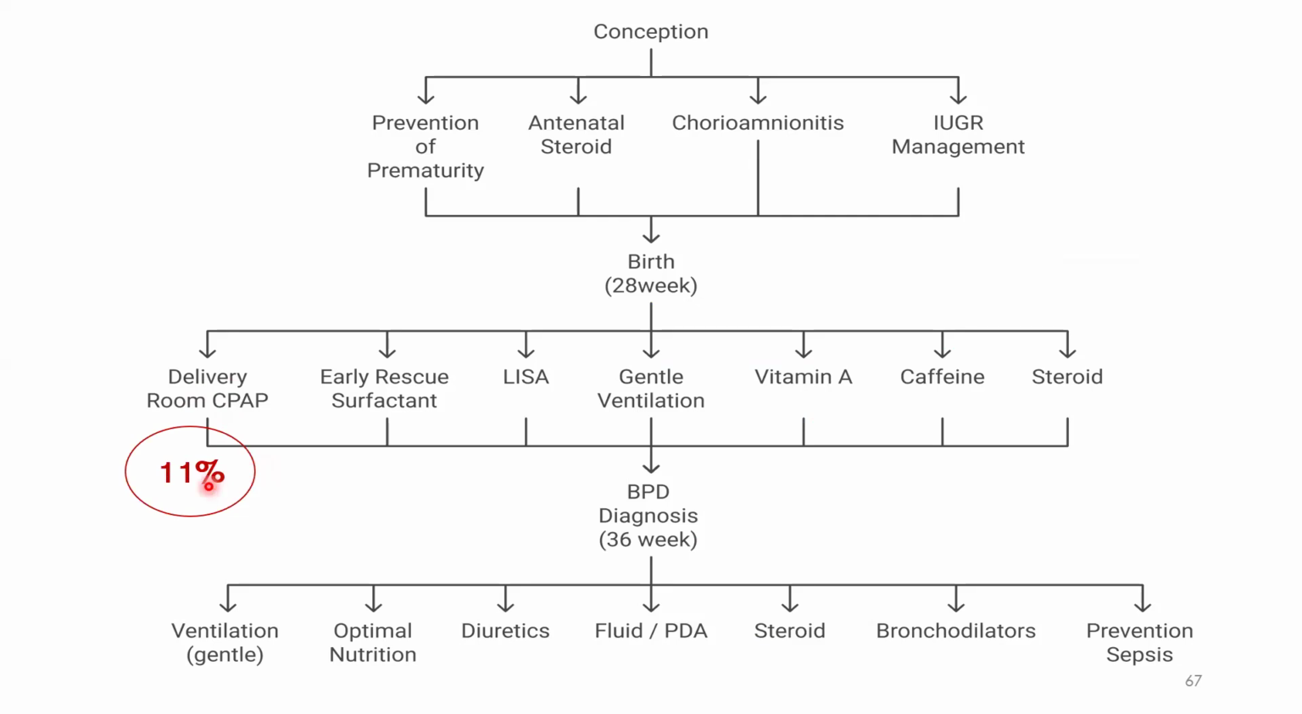And by giving early rescue surfactant, that is surfactant within the first 2 hours of life, you can reduce BPD by 30%. Another important intervention is the LISA technique. Surfactant administration by the LISA technique can reduce death or BPD by around 43%. And gentle ventilation, that is volume-targeted ventilation, can reduce death or BPD by almost 27%.